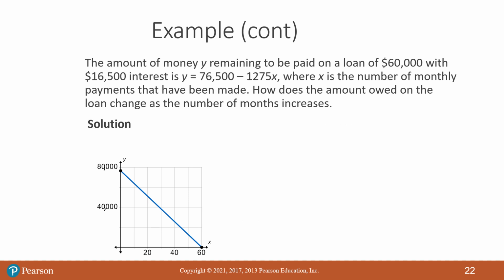The amount of money, y, remaining to be paid on a loan of $60,000 with $16,500 interest is y equals 76,500 minus 1,275x, where x is the number of monthly payments that have been made. How does the amount owed on the loan change as the number of months increase?